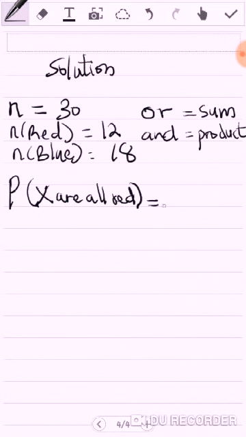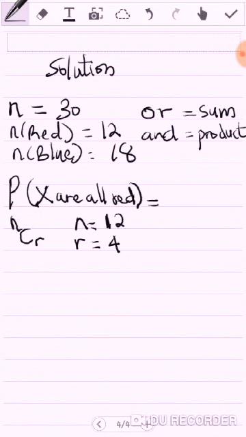I told you that combination is nCr. So here, N for the red is 12. Then our R is our selected number of balls, which is 4.